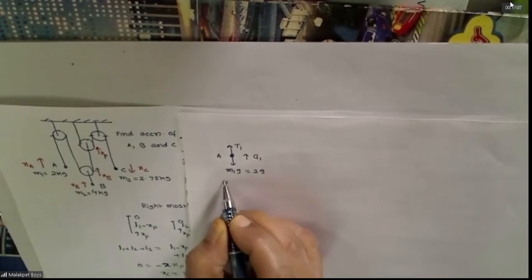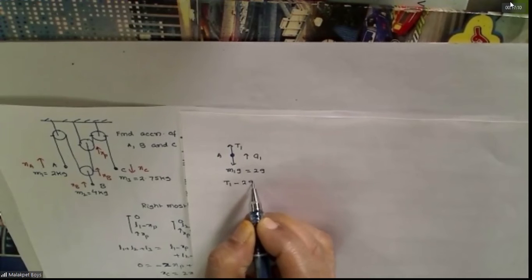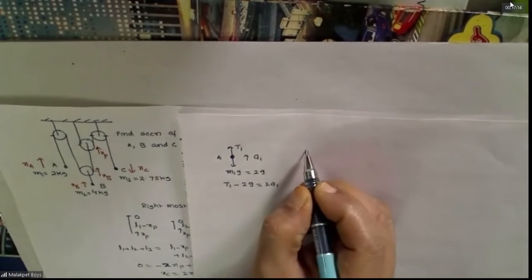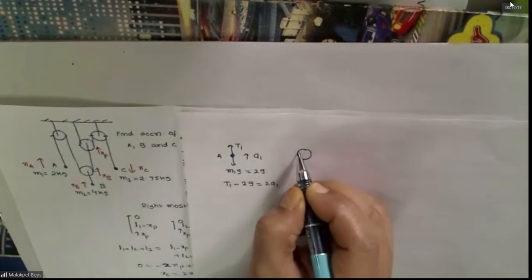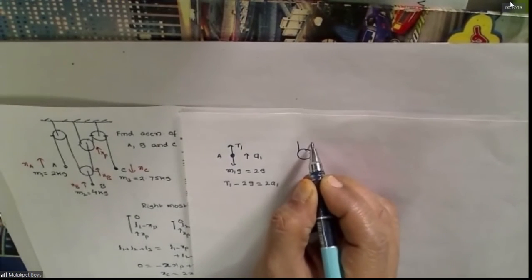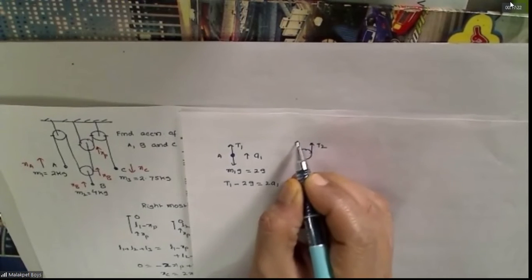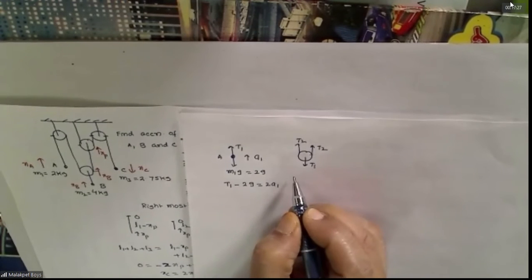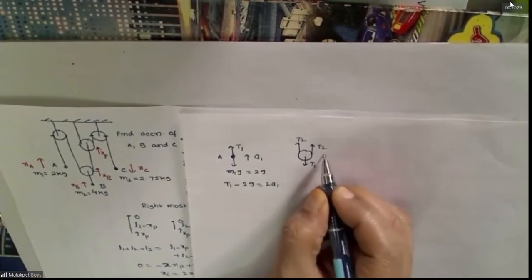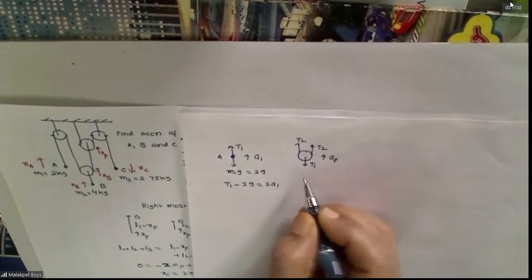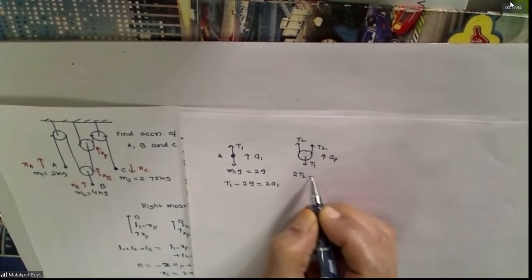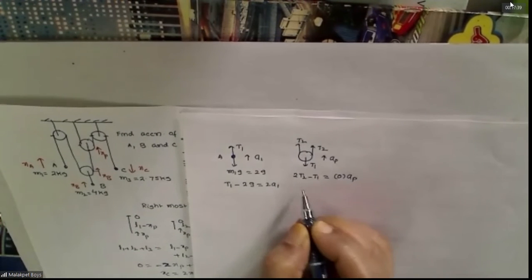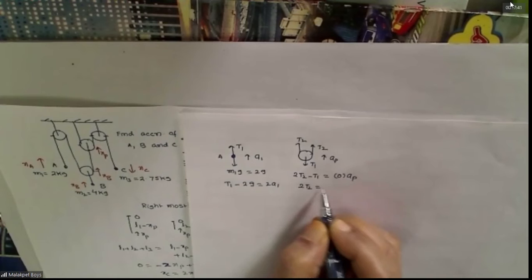So we can say that, do you agree with this? Yes, sir. The next one is this movable pulley. So this is a different string. So let us take it as T2, T2. This is T1. So here, this is having an acceleration AP. 2T2 minus T1 equals mass of the pulley into AP. So 2T2 equals T1.